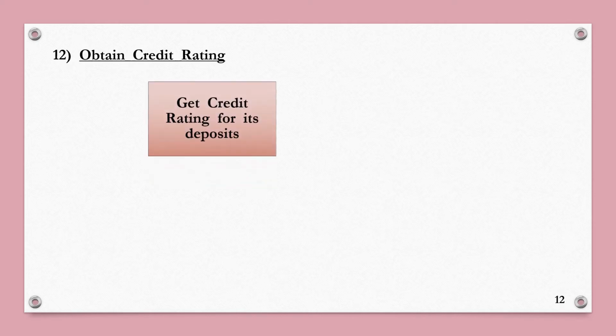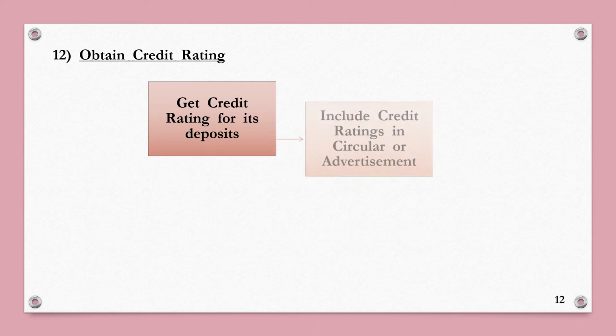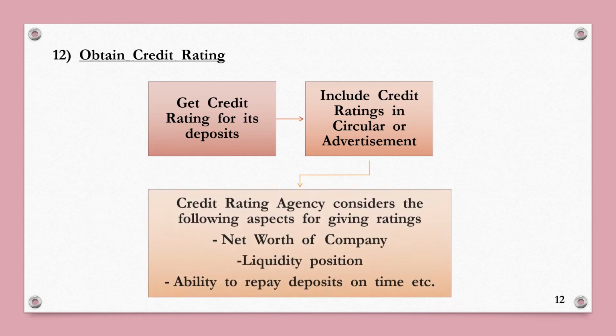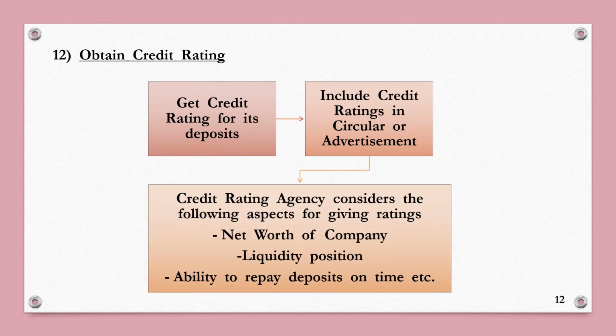The 12th condition speaks about obtaining credit rating. Just like in an issue of debentures, even in case of acceptance of deposits, a company must get its deposits credit rated from a credit rating agency. The credit rating so obtained must be included in circular or advertisement inviting the deposits. Further, while giving rating, the credit agency considers the following aspects.